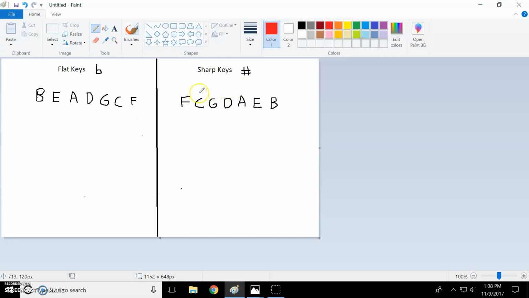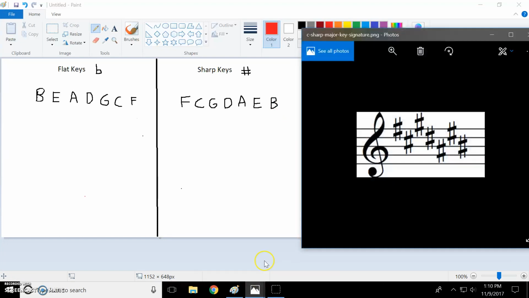So now let's talk about the sharp keys. Here you have a different order, but you'll realize it's actually backwards compared to the order of flats. F, C, G, D, A, E, B. How I remember these is through an acronym: Fat cats go down alleys eating birds.